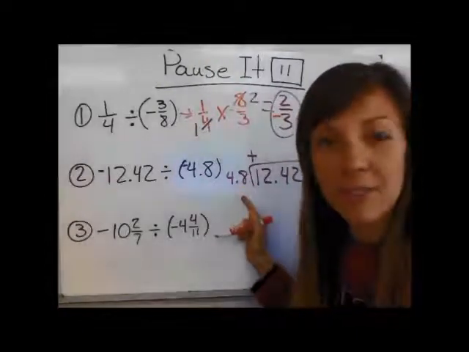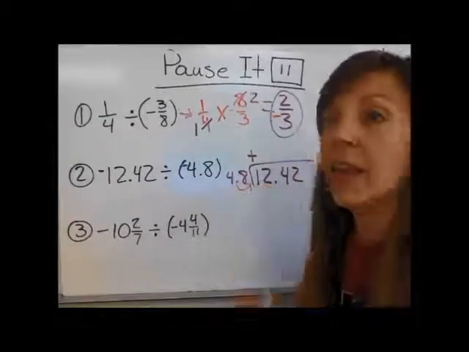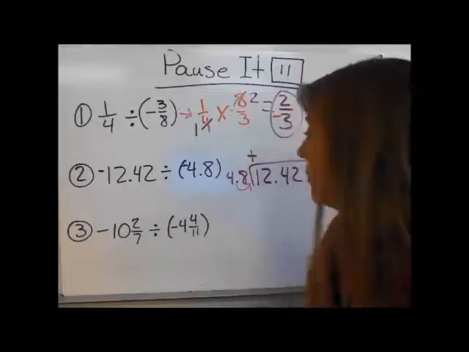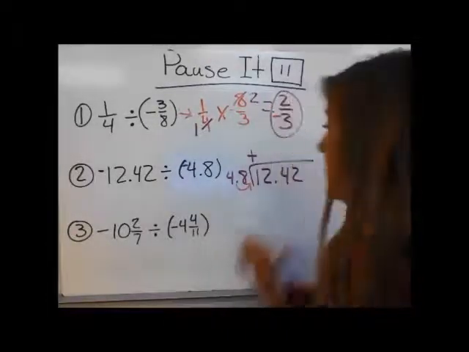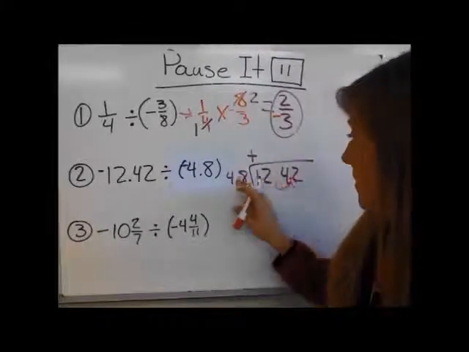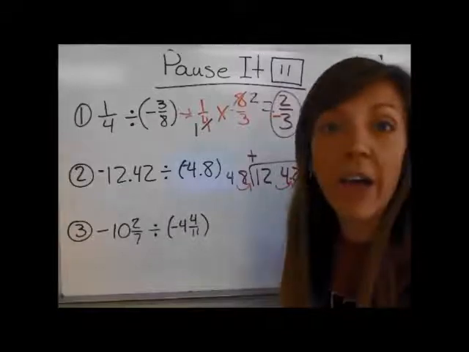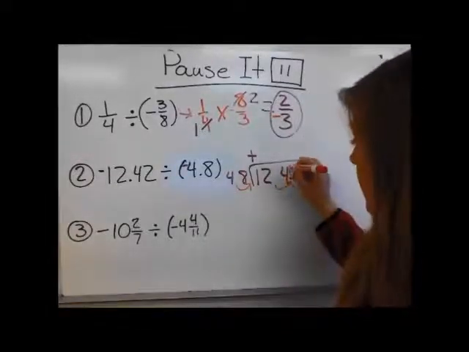All right, so let's go back down here. 4 and 8 tenths, I've got to move the decimal over 1 place to make it a whole number. I get 48. 12 and 42 hundredths, I'm going to move my decimal 1 place. So now I have 124 and 2/10. I'm going to bring the decimal straight up.